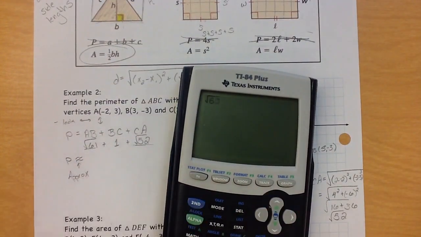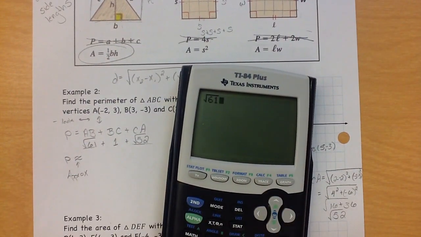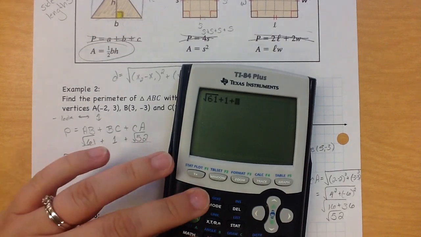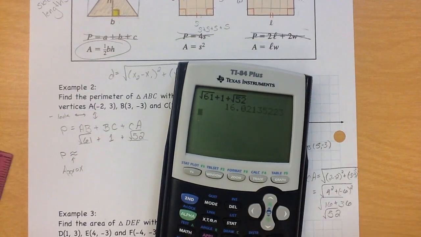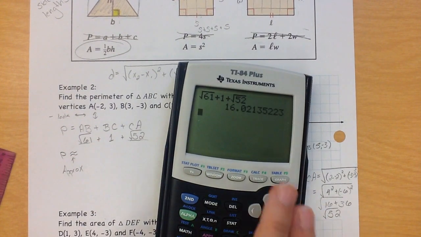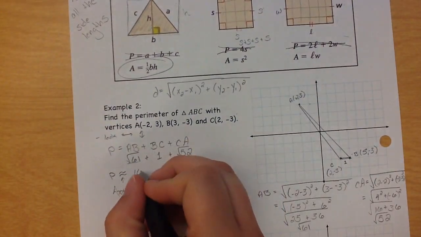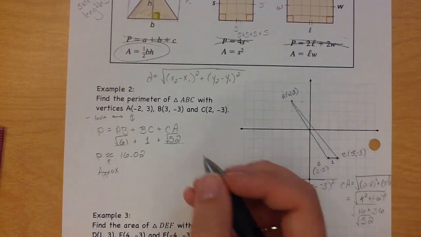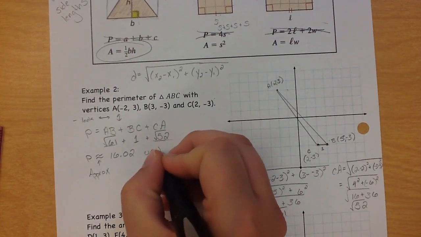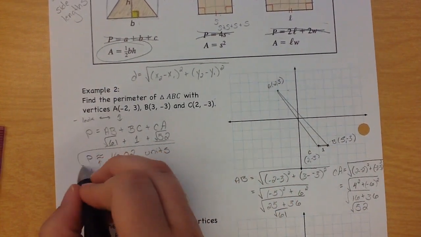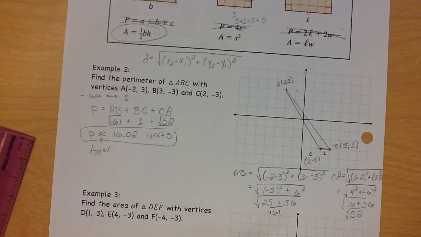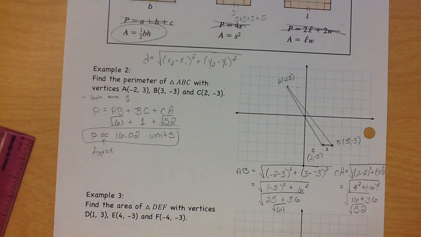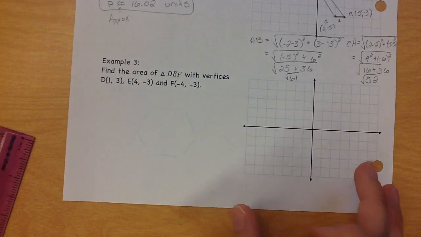The square root of 61, arrow over to get out of the square root, plus 1, plus the square root of 52. Arrow over. 16.02. 16.02, and we don't have units here, but I know it's linear units, so I'll just say units is the perimeter, approximately 16.02 units. Okay, one more example and we're all done.